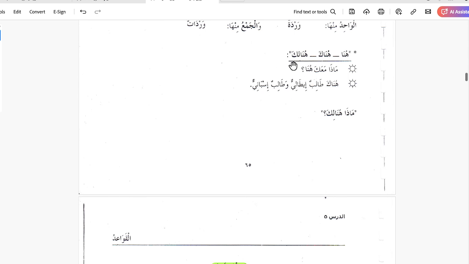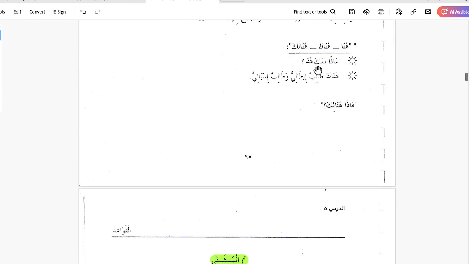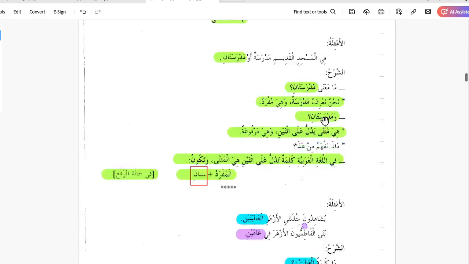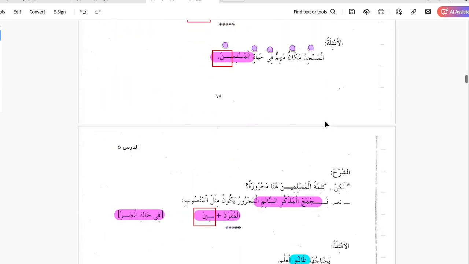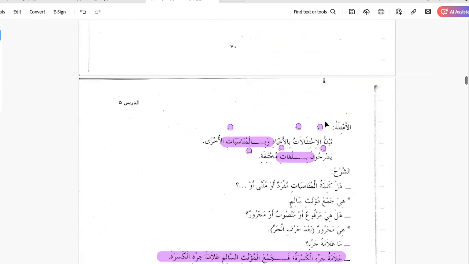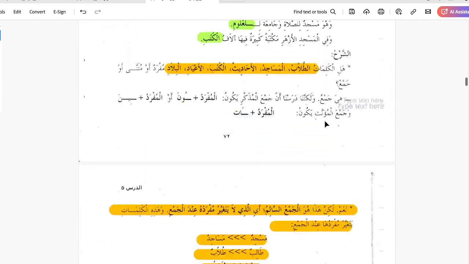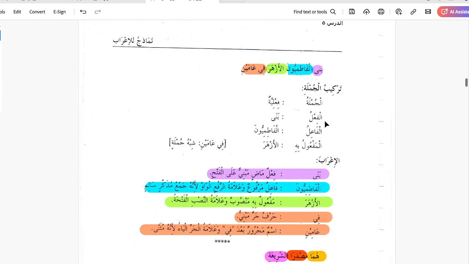Huna, hunaka, hunalika. Huna means here, hunaka means there, hunalika means very far, there, far away. So huna, maza maka, huna, what is with you? Hunaka talibun Italian wa talibun Isbaniyun. There is an Italian student and a Spanish student. Maza hunalika. Hunalika is really something very far. We did the musanna and jama muzakkar salim, jama muannas salim, jama taksir. We have done this.